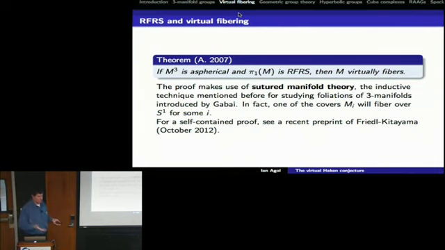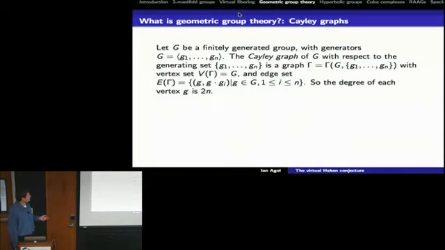And then you can induce it to subgroups. In particular, if you can embed a three-manifold subgroup into a group that has this property, then it inherits the property. So that's why this turned out to be useful.